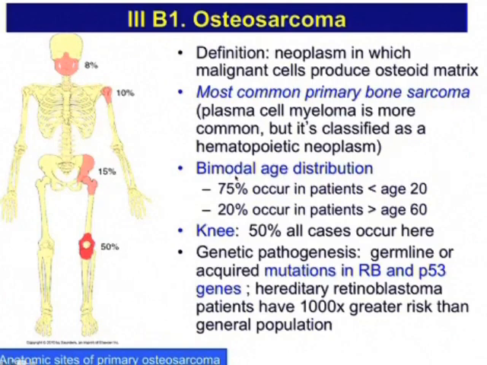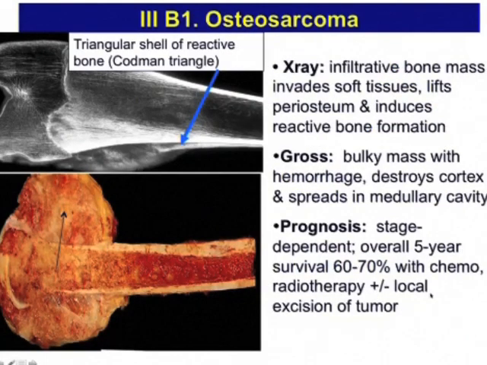All right, so these are the locations that you should be aware of. The most common place is distal femur and proximal tibia for osteosarcoma. Patients with mutations in retinoblastoma or the P53 can be predisposed to getting osteosarcomas.